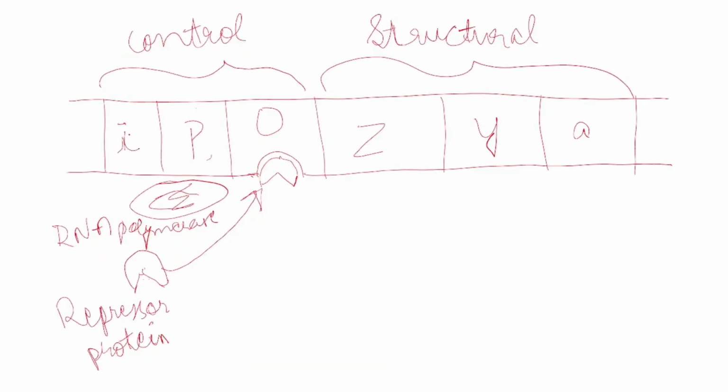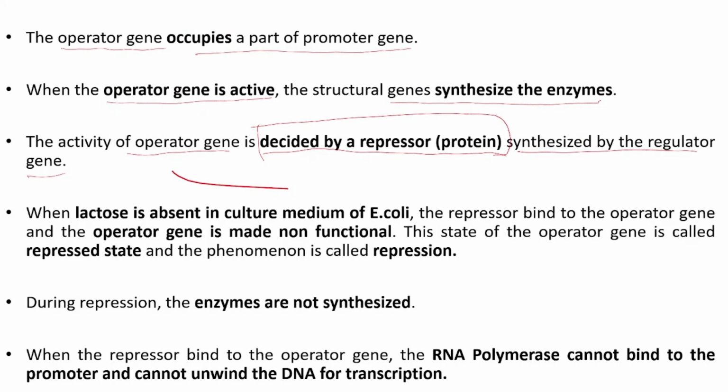This is I, which is a regulator gene. It works as an on and off switch. The repressor protein is synthesized by the regulator gene. When lactose is absent in the culture medium of E. coli, the repressor binds to the operator gene and the operator gene is made non-functional.